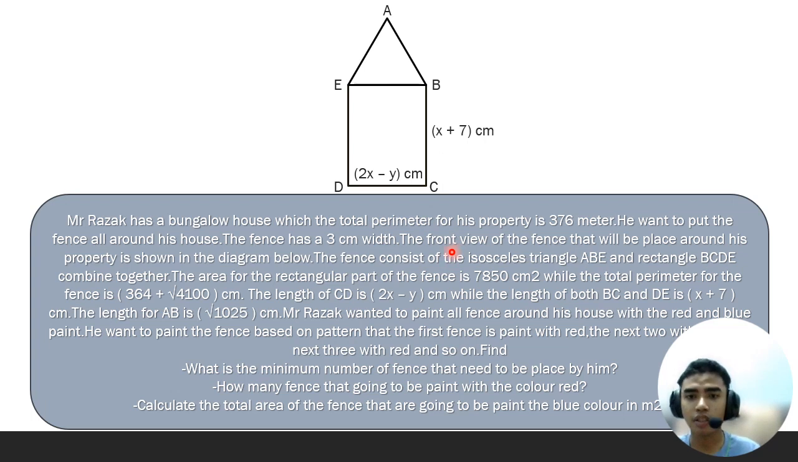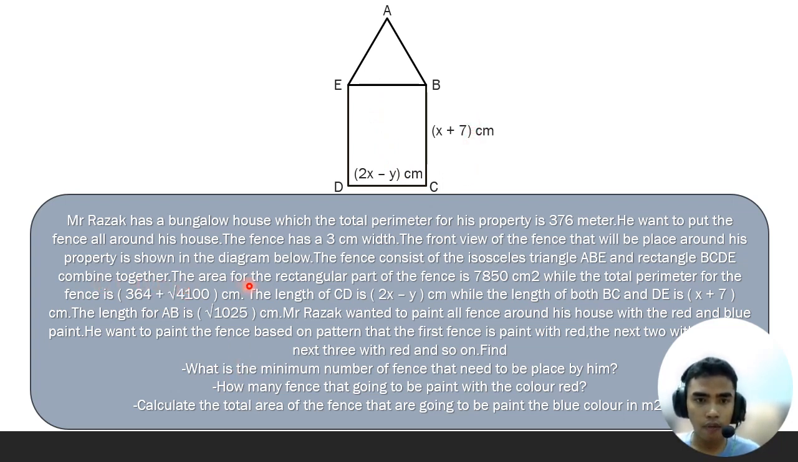Here we have the front view of the fence that will be placed around his property, as shown in the diagram below. I'm sorry, it's above. I forgot to put it on the bottom. So the fence consists of the isosceles triangle ABE, which I have shown you before, where the sides A-E and E-B have the same length, and the rectangle BCDE over here, combined together to be a fence.